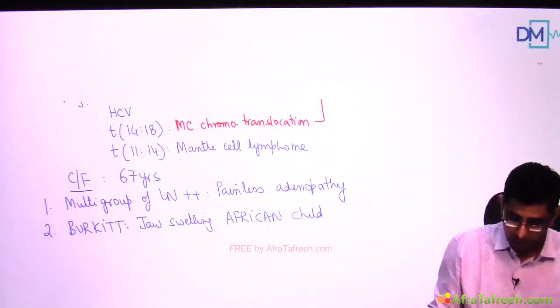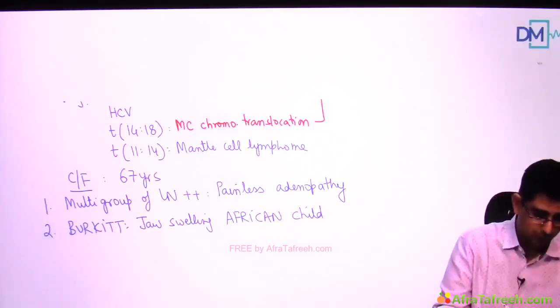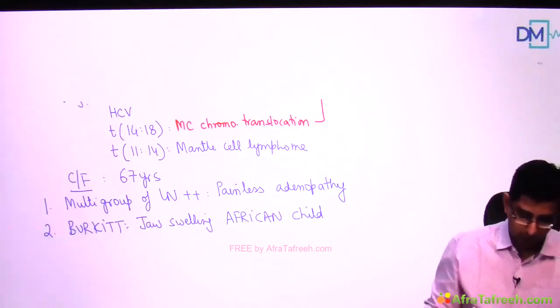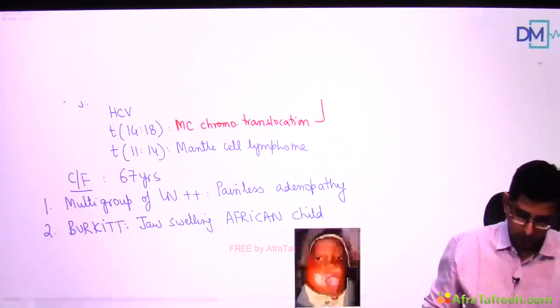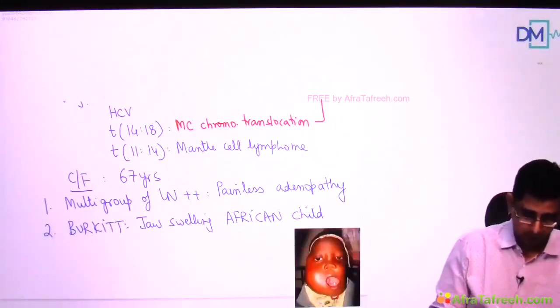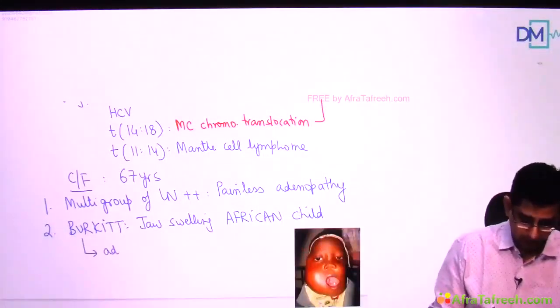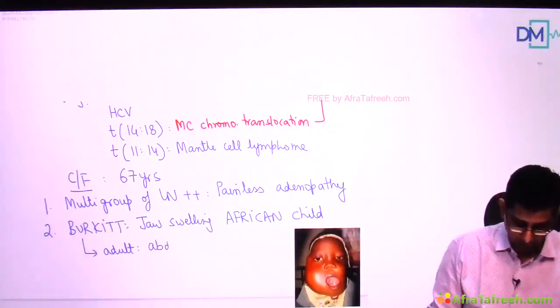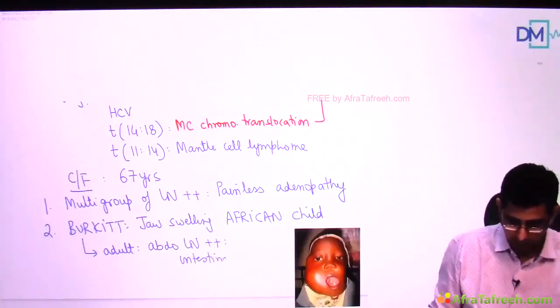You would have seen this picture multiple times in the book. I'll just bring it to your focus, which can cause airway obstruction and can cause difficulty with eating of food also. So especially with the African child, jaw swelling. And Burkitt's lymphoma in an adult can present with abdominal lymphadenopathy, which is so big that it can cause development of even intestinal obstruction.